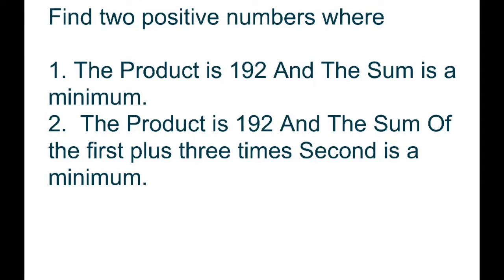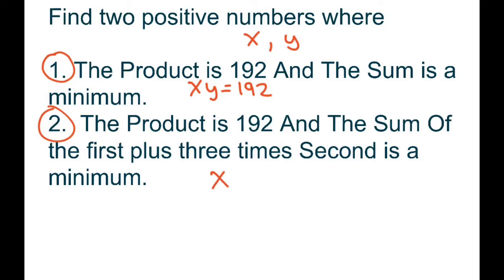Hi everyone, we're going to find two positive numbers, say x and y, where their product is 192 and their sum is a minimum. Also, we're going to do two problems in this video. Their product is 192, but the sum is going to be x plus 3y.